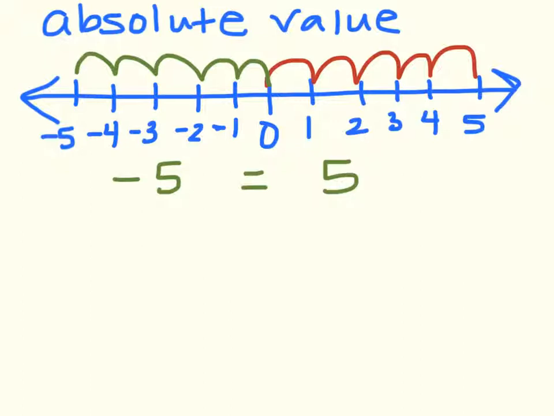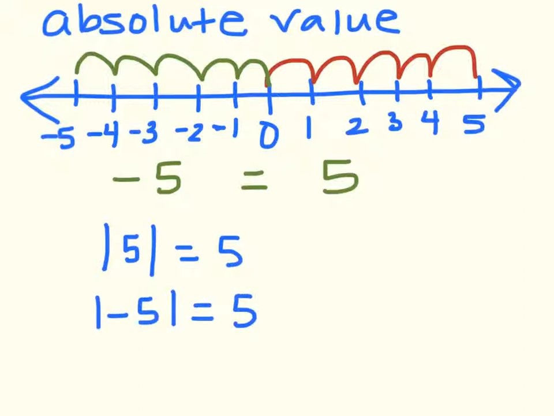Because absolute value represents a distance, it is always a positive number. Distances are always positive. So we represent that with the absolute value bars, which look like this. The absolute value of 5 would be written like this. The absolute value of negative 5 would be written like this. But please note that the absolute values are always a positive number because distance is always positive.